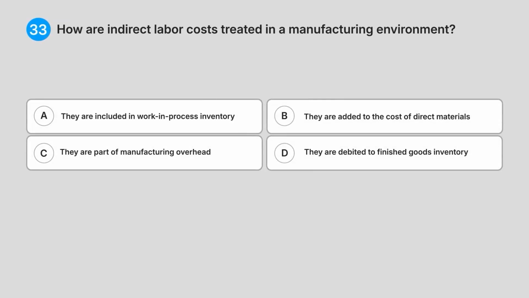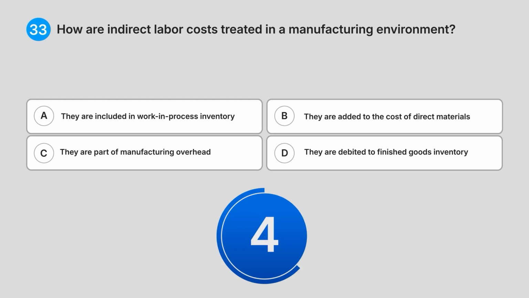33. How are indirect labour costs treated in a manufacturing environment? A. They are included in work in process inventory. B. They are added to the cost of direct materials. C. They are part of manufacturing overhead. D. They are debited to finished goods inventory. What do you think is the answer?